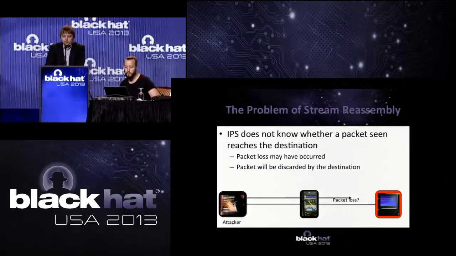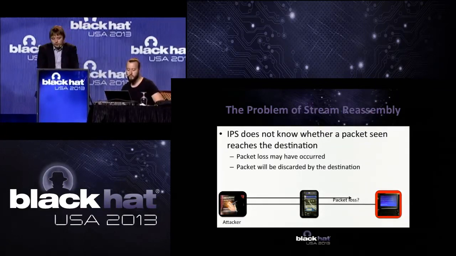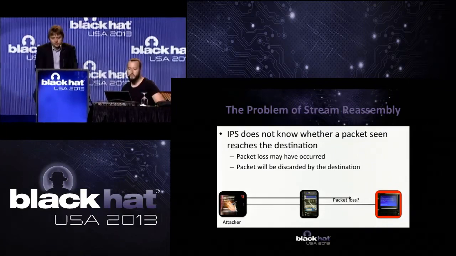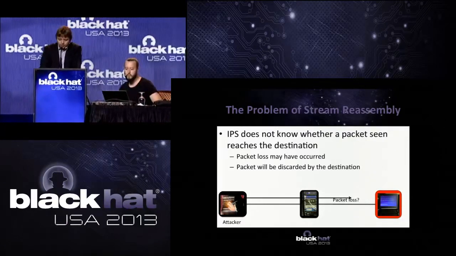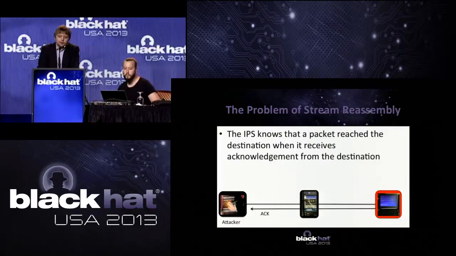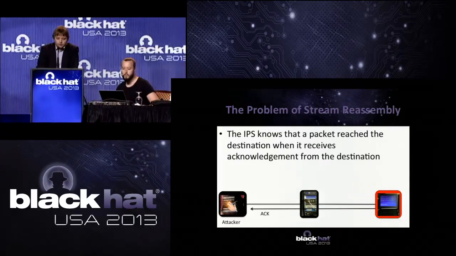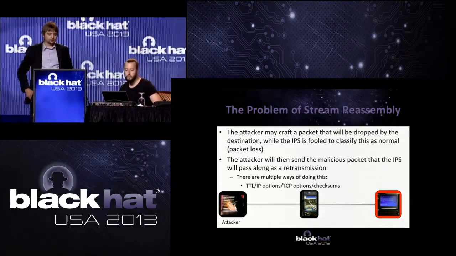Namely, the IPS doesn't know whether a packet that it has seen reaches the destination. After the IPS, before the target host, there could have been packet loss, or the target host may have discarded the packet for whatever reason, and the IPS doesn't know that. The IPS knows that a packet has actually reached the destination when it receives acknowledgement from the destination. Only when the ACK packet has been seen does the IPS know that a certain TCP segment actually reached the target host.